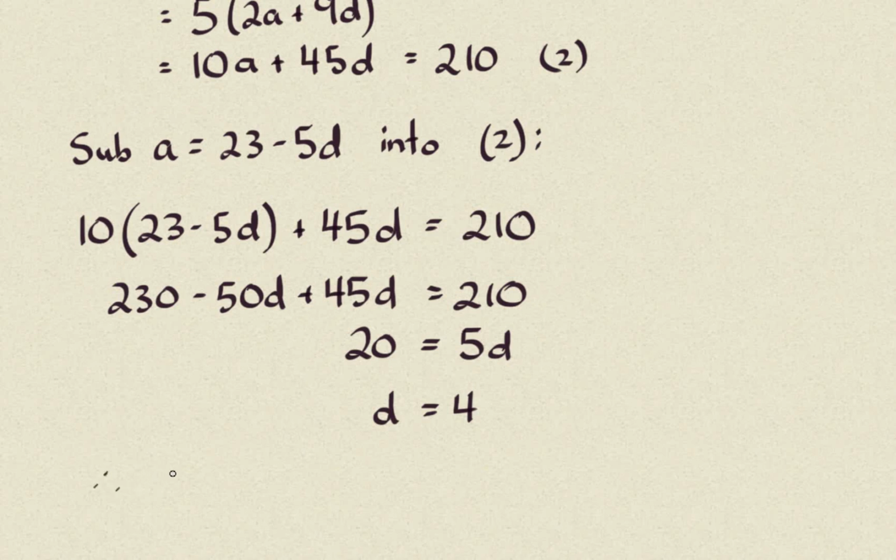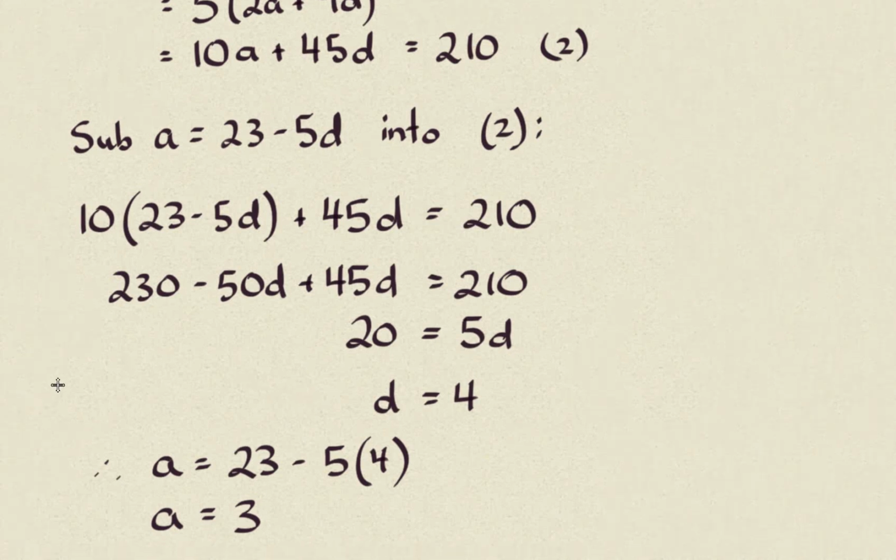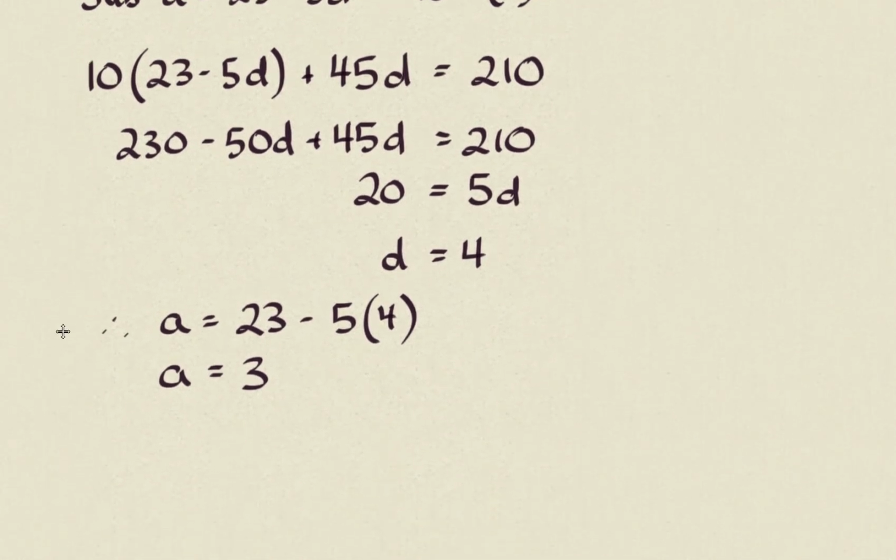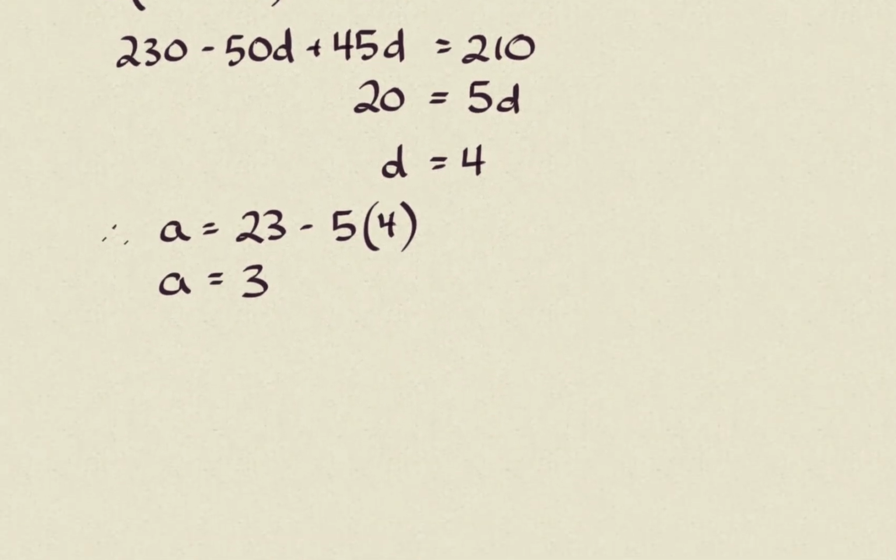And we know that a is equal to 23 minus 5 lots of d. And we've just figured out that d is 4, so we get 23 minus 20, so a is equal to 3. So we've figured out a, we've figured out d. We want to find ultimately the sum of the first 20 terms.